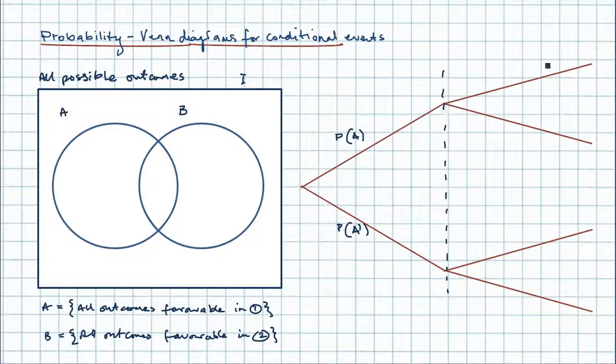In the second event, because it's conditional probability, we have the probability of B given, so we use this vertical line here, that we got a favorable outcome in the first event. So this one must be the probability of not getting B given A. And down here, we've got the probability of not getting A. So we must have the probability of B given that we didn't get what we wanted. And here, the probability of not getting a favorable outcome in the second event, given that we didn't get one in the first event either. Like that. So these, in other words, are our conditional probabilities.